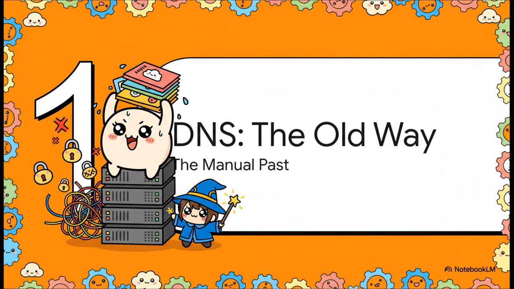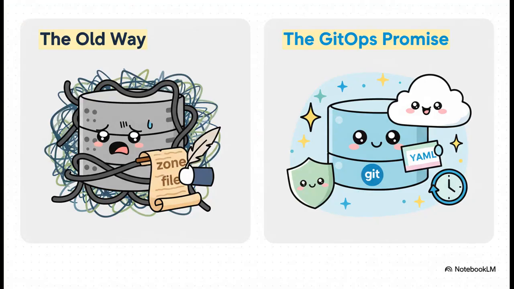Okay, first things first. Let's really look at the problem we're trying to solve. That manual, imperative past of managing DNS. This slide, I think, says it all. It's the before and after. On the left, that's the chaos so many of us are dealing with. Manual edits, direct SSH access, no real audit trail, and if something breaks, disaster recovery is a nightmare.